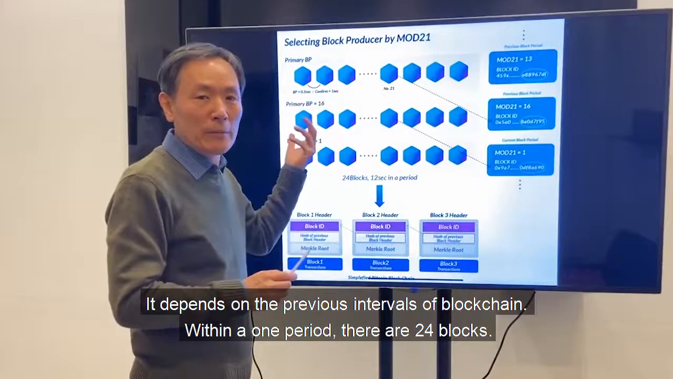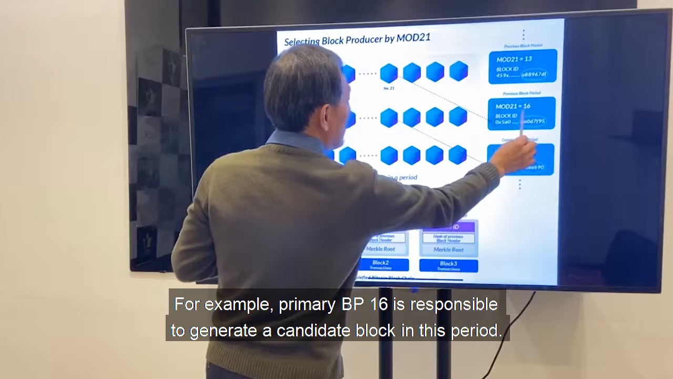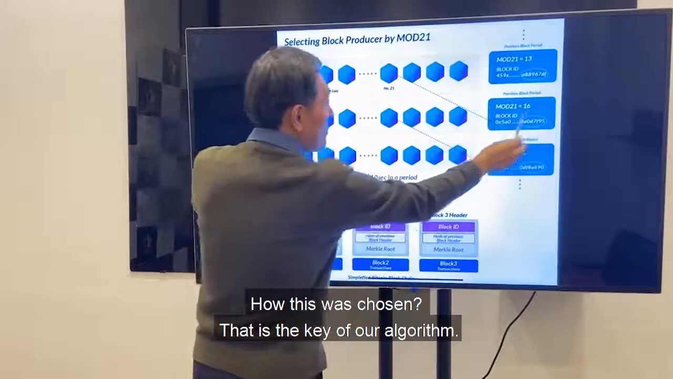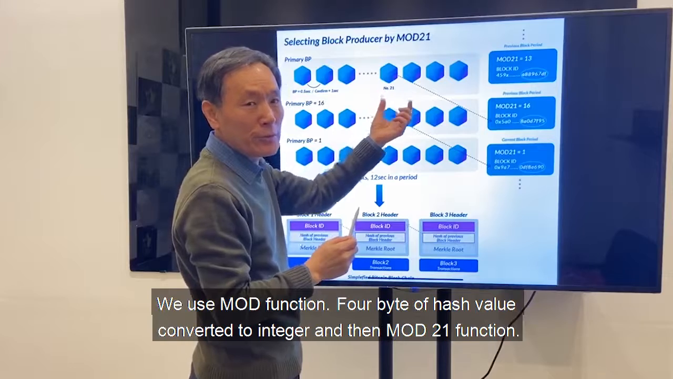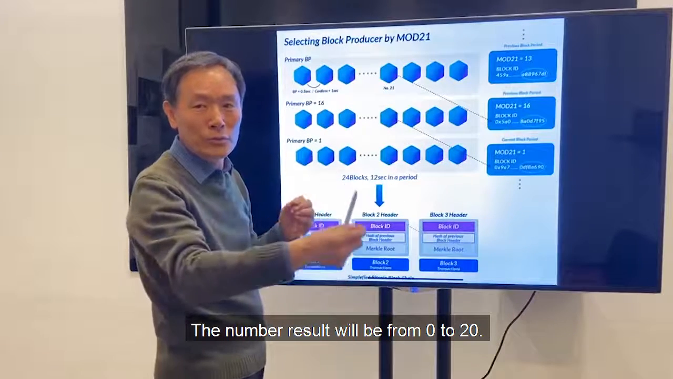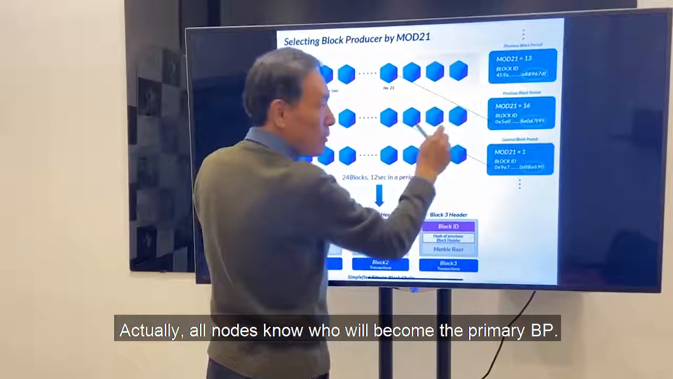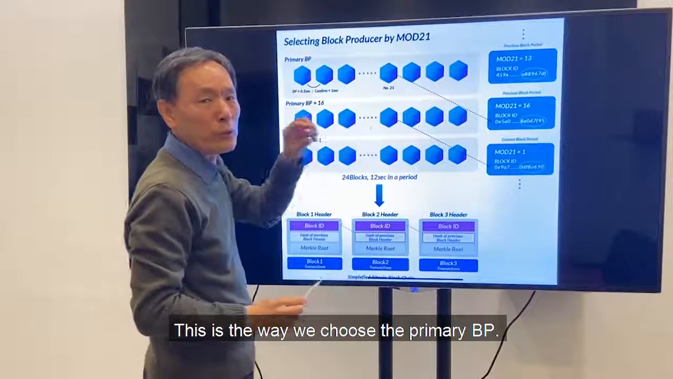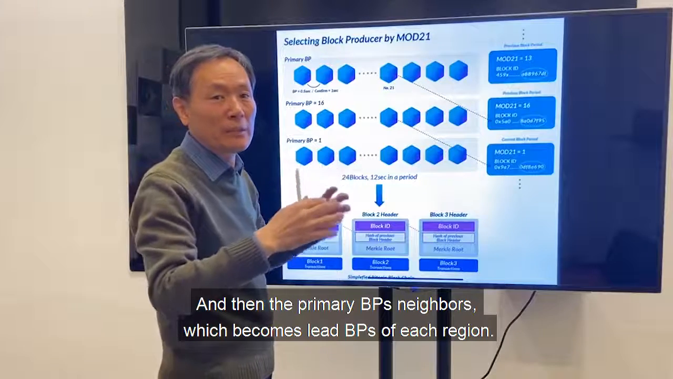It depends on the previous interval's blockchain. There are 24 blocks. This primary BP, 16, is responsible for generating a candidate block for this period. How this is chosen is the key of our algorithm. A 4-byte hash value is converted to an integer, and then we apply the mod function with 21. The result is a number from 0 through 20. Actually, all nodes know who will become the primary BP, and then that node prepares for the next interval. This is the way we choose the primary BP, and then the primary BP's neighbors become the lead BPs of each region.